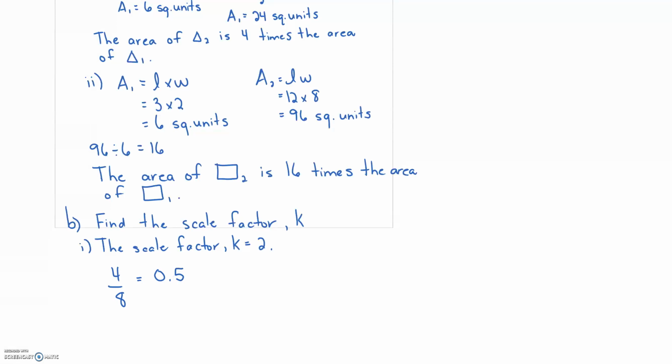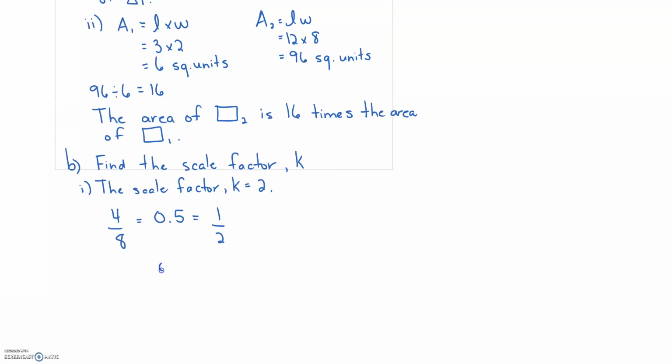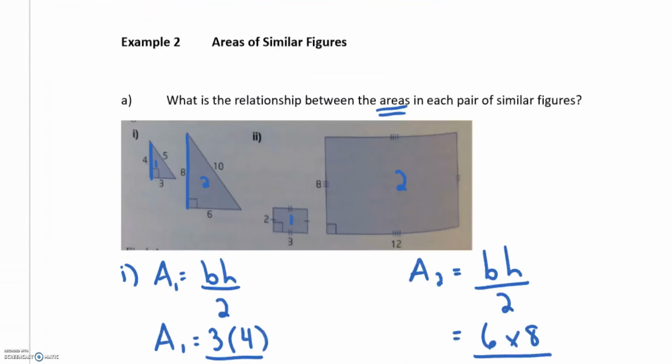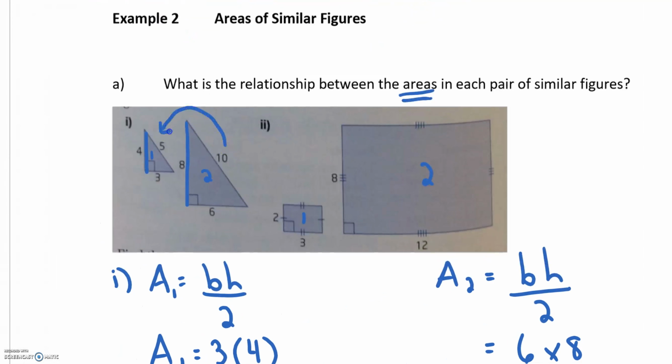Now, notice here how 4 divided by 8 is 0.5. I like answers in fractions, which is 1 over 2. The scale factor is also 1 over 2. It just depends which number you put first. So I can do 1 over 2, or I can put 8 at the top and 4 at the bottom. And if I do that, then I get a K value of 2. So it depends which way you're going. So if you get 1 over 2, that's just because you're going in this direction.